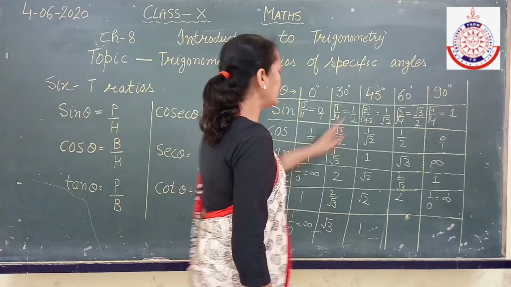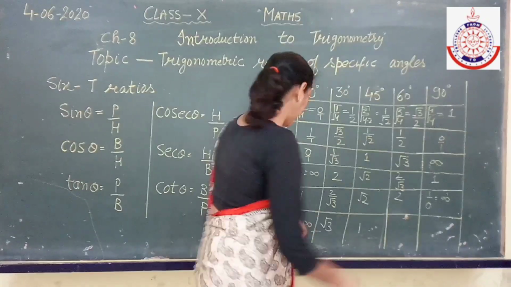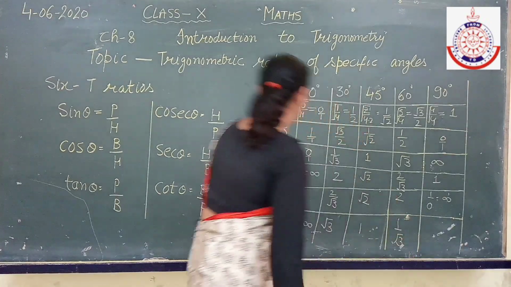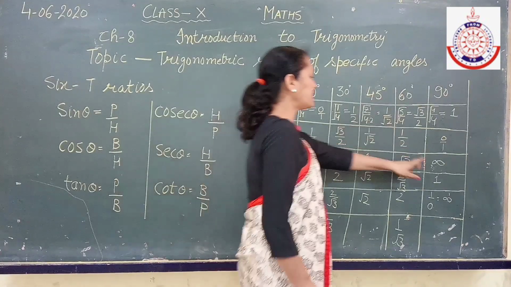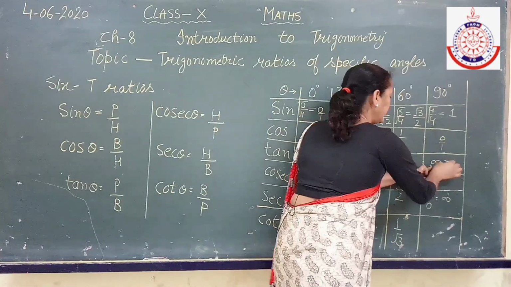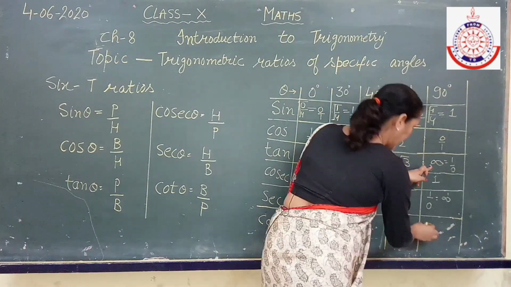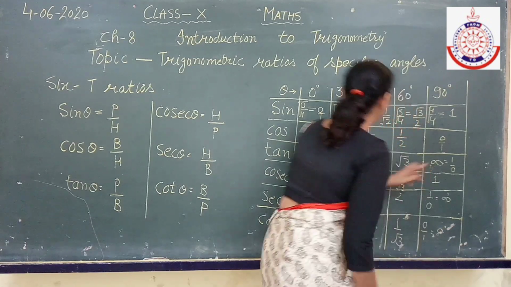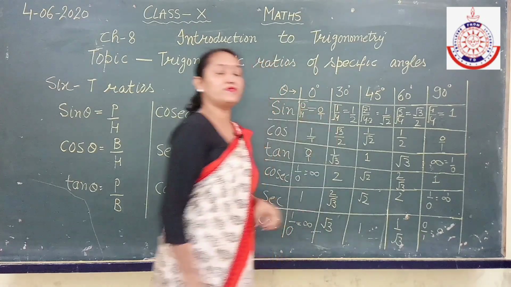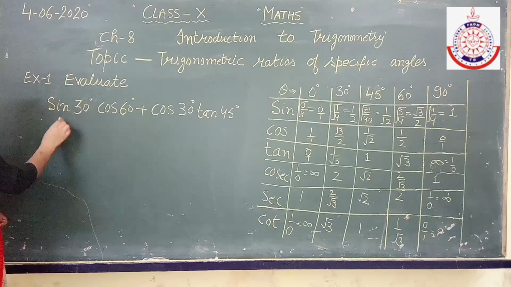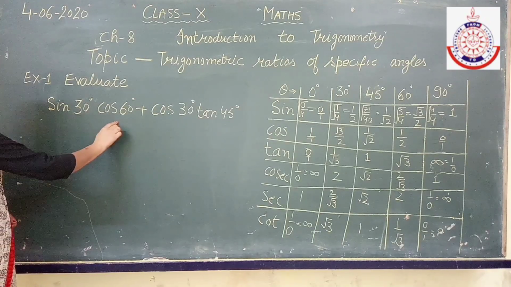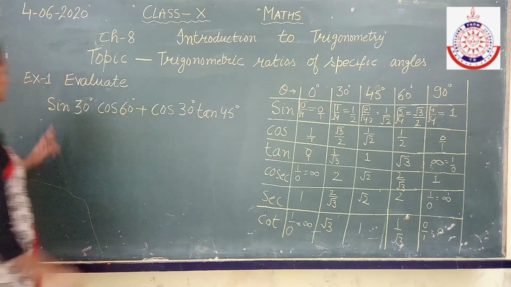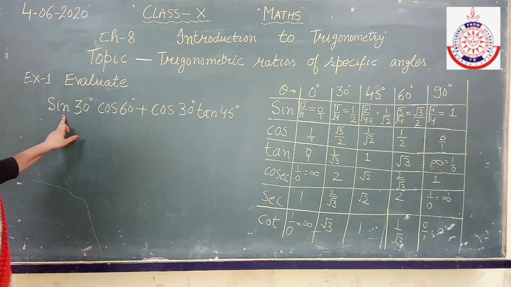Then tangent 60 is √3 upon 1, so the reciprocal will be 1 upon √3. Tangent 90 is infinity. Infinity means what? 1 upon 0. So the reciprocal will be 0 upon 1, that is 0. So we'll be learning all these values, and we'll be solving sine 30 degree, cos 60 plus cos 30 degree and tangent 45. We'll be simply filling in the values.